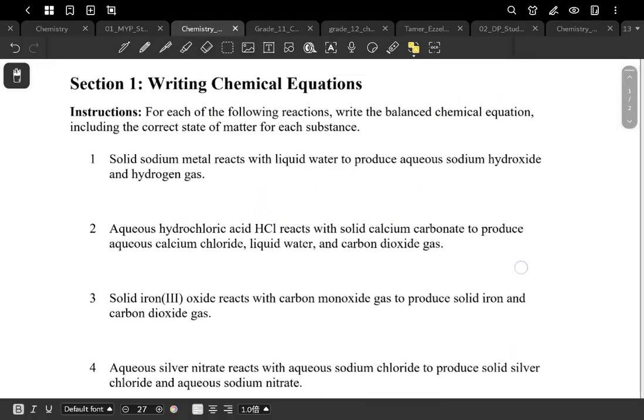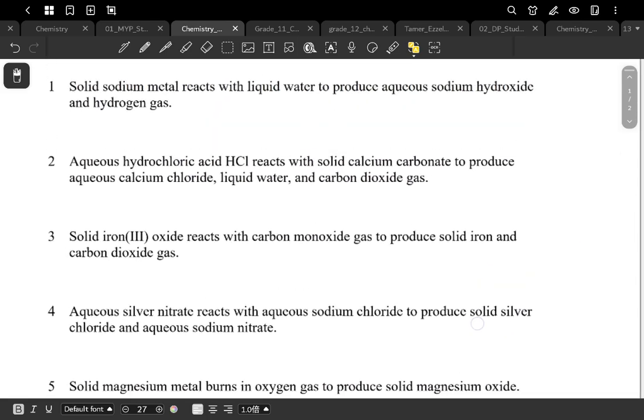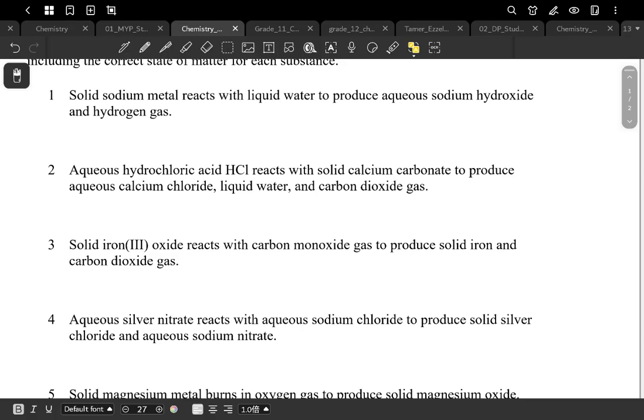Let's get started now. Solid sodium metal reacts with liquid water to produce aqueous sodium hydroxide and hydrogen gas. So the question is telling you a situation, a chemical reaction. For each of the following reactions we should write down the balanced chemical equation and include the correct state of matter for each substance, which is given in the question. The first question here: solid sodium metal reacts with liquid water.